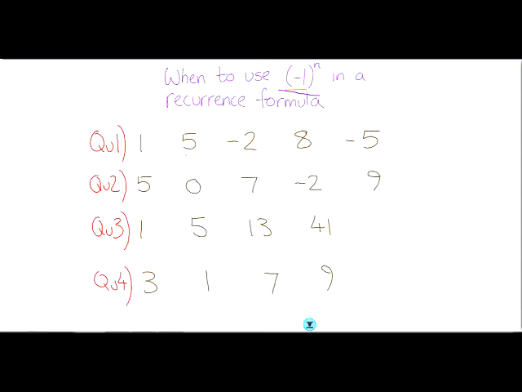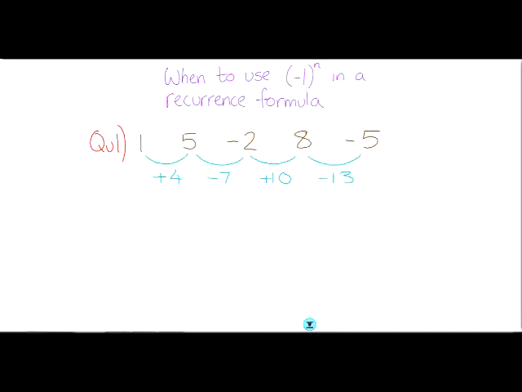So the first one, you should have got this. It's going up in 4, then it's going down in 7, then it's going up in 10, then it's going down in 13. So you can see this is a problem. So how do we write this? You can see the sign is changing each time. And when you have the sign changing each time, I want you to think about this.